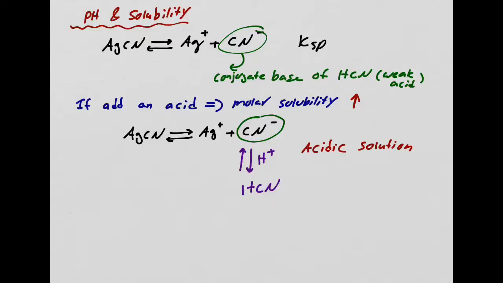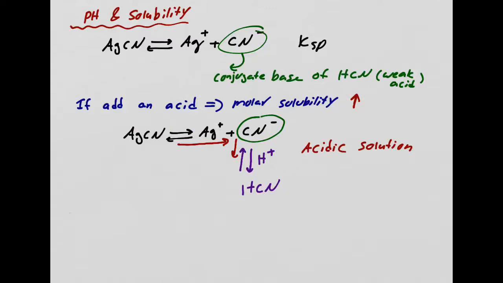So that means I have less CN- in the solution, because as soon as the CN- is formed, the hydrogen is going to grab the CN- and make HCN. So this one right here is going to be removed from the equation, because as soon as it's made, H+ will grab it. So the equilibrium is going to shift to the right. Because as soon as CN- is formed, H+ is going to grab it and make HCN. So I have less of this, so it's just going to keep going. So the equilibrium is going to shift to the right. That means the solubility is going to go up. More of these are going to dissolve.